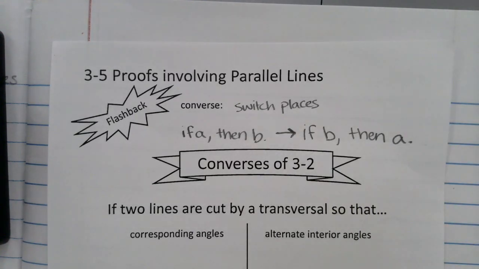All right, so these are all converses of 3-2. So we've already learned these theorems. We're just switching them around. So I'm going to switch back to 3-2 for just a second. So if you're still writing this down, pause for a moment. Don't panic. I'm going to come back. Just breathe. You can do it.